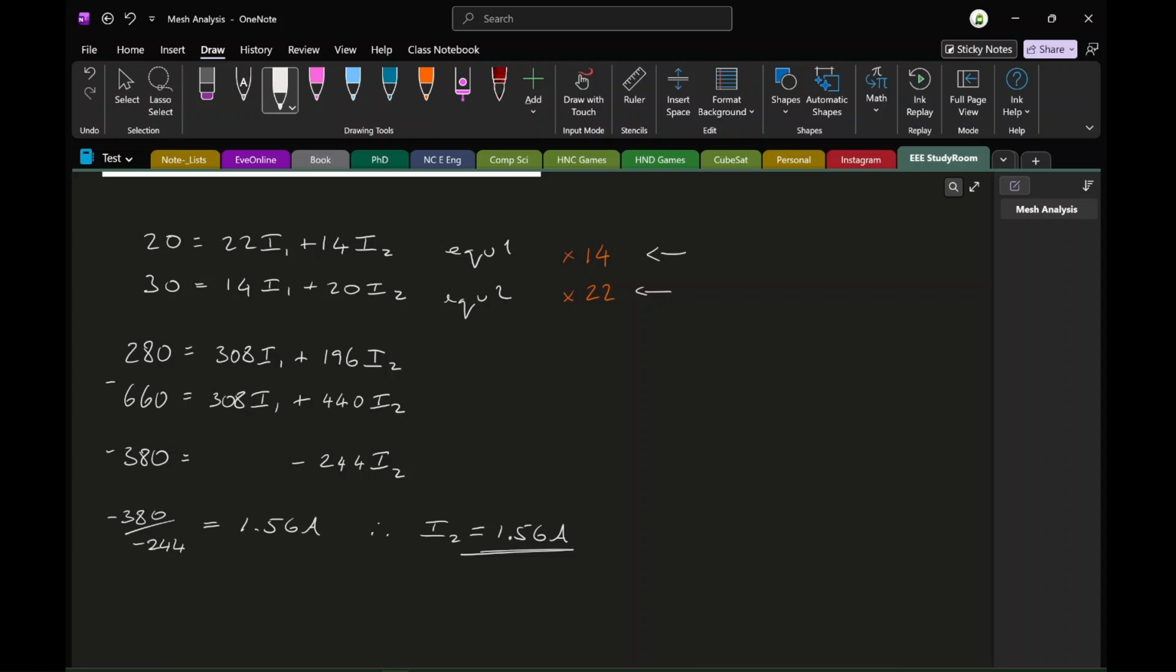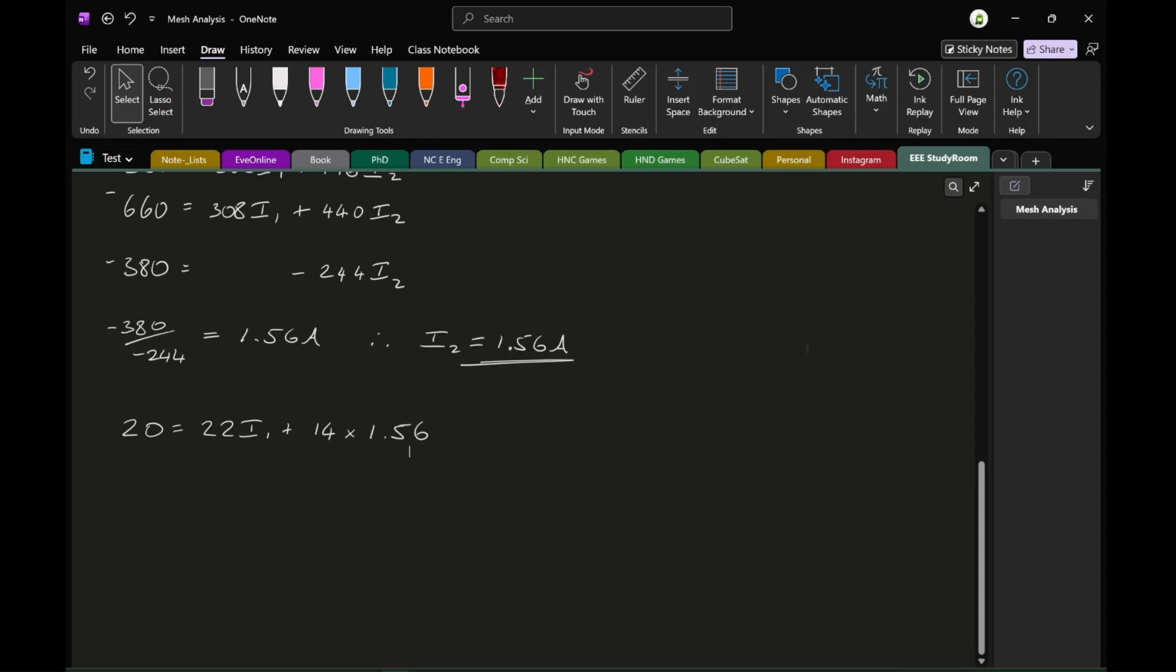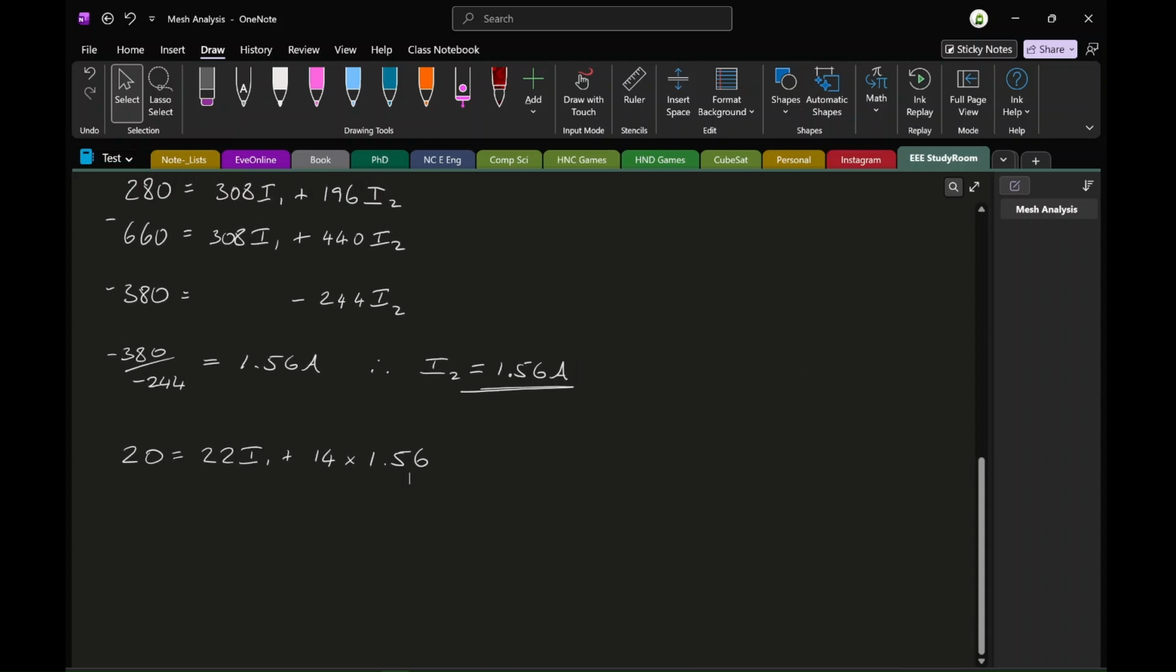So I'm just going to rewrite out my equation 1. 20 equals 22I1 plus 14 times 1.56. So I've literally substituted this value into equation 1 for I2. So 14 times 1.56 is 21.8. And then we're left with 22I1, and 20 is our supply.